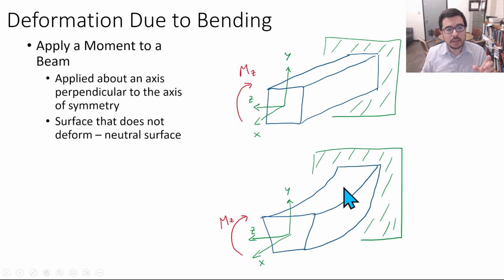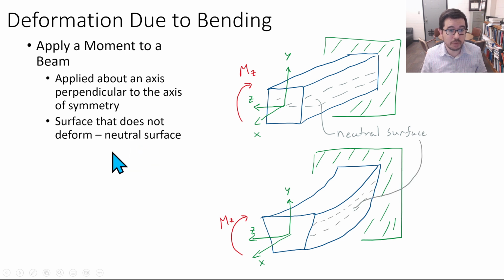It's clear that a point on top is going to be undergoing some type of compression, and a point on the bottom is undergoing some kind of tension. It turns out, though, that there's something in the middle, a surface that does not deform, and we call that the neutral surface. So it curves, but it does not change its longitudinal length along the beam.